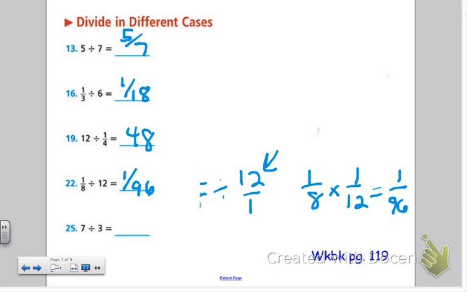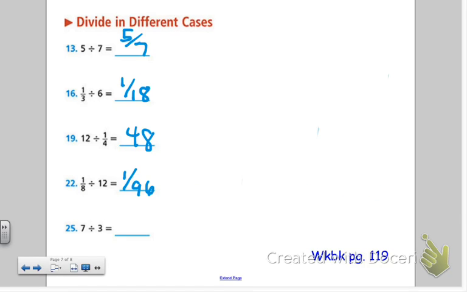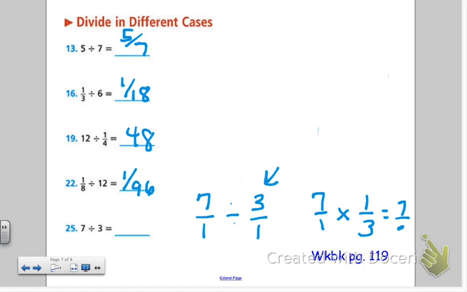And the last one that we're going to do together is 7 divided by 3. So 7 over 1 divided by 3 over 1. I'm going to flip that second fraction, so now it's 7 over 1 times 1/3, which is basically going to become 7/3. Or if you turn that into your mixed number, 3 goes into 7 2 whole times with 1/3 left over, 2 and 1/3.